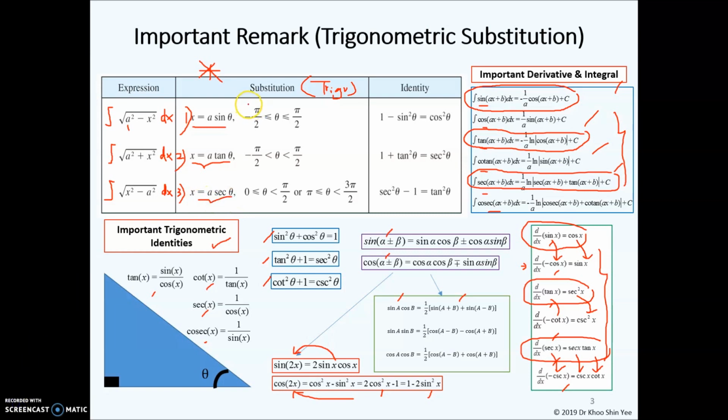So the angle has a range for each case like this. There's a typo for this constant. Please tell me to correct it. The angle here should be less than pi over 2 instead of 3 pi over 2. So remove the 3 here.